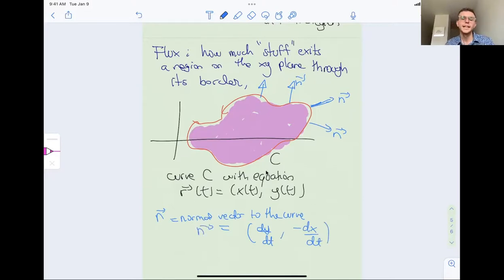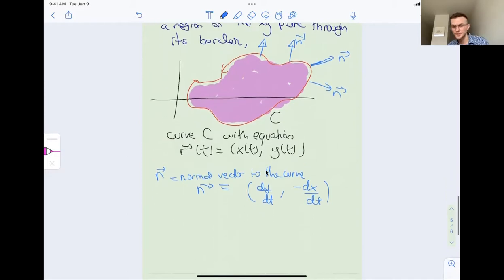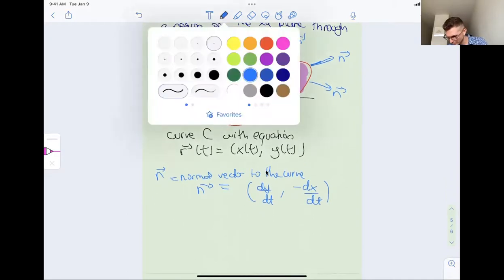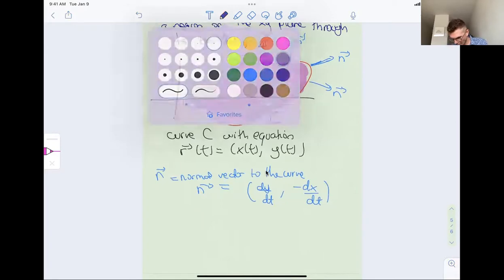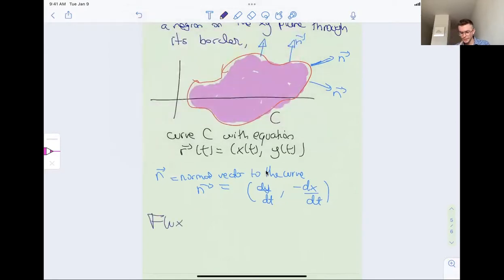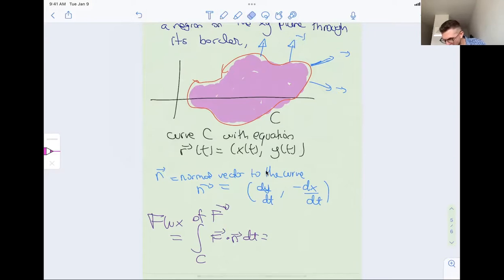Okay, so that's like if you have a curve and you want to compute this vector that's perpendicular to the curve, this is one formula that you can use for finding it. And so the flux is essentially the integral, the flux of a vector F, is going to be the integral of F dot N dt. Let me call this big N, just to use the same notation that I used in my notes. It doesn't matter too much.